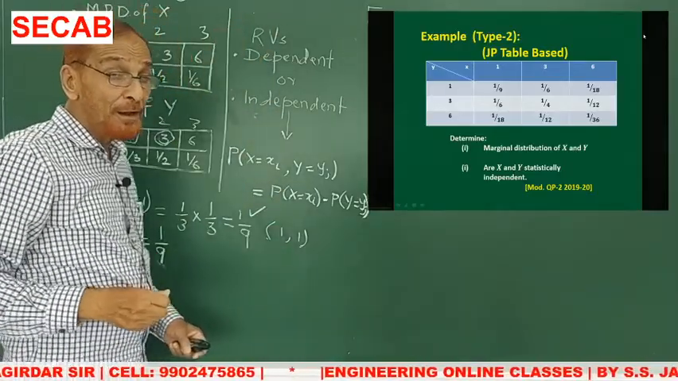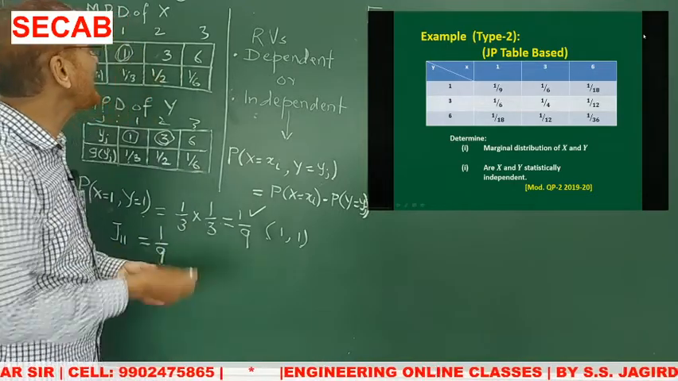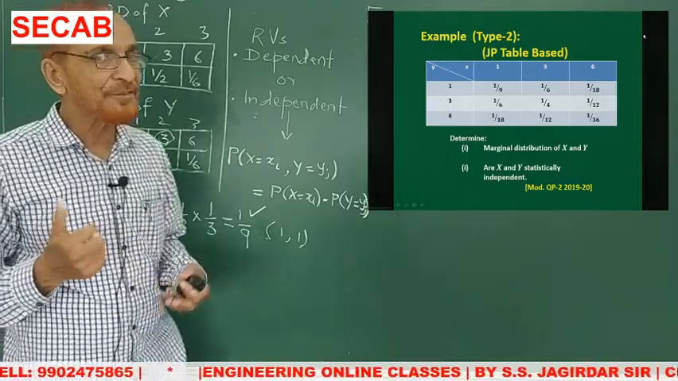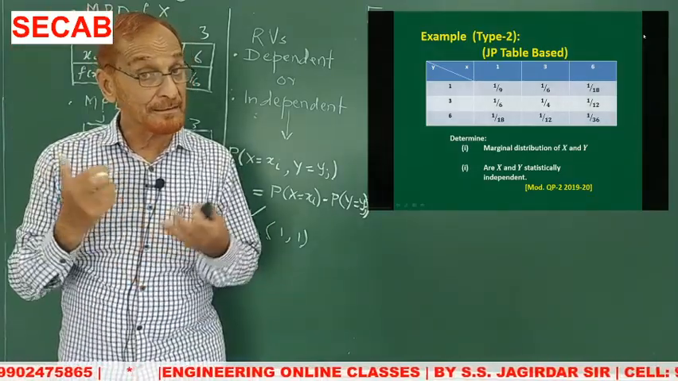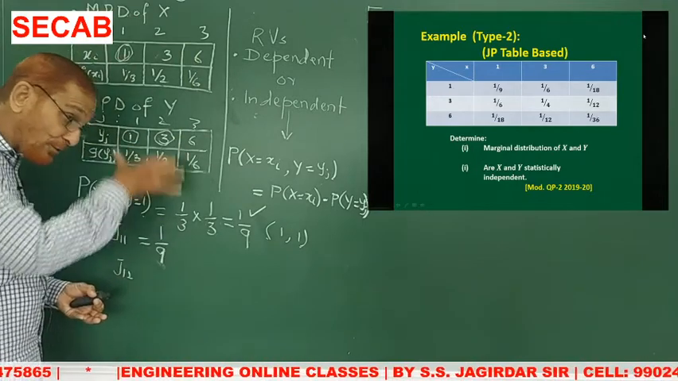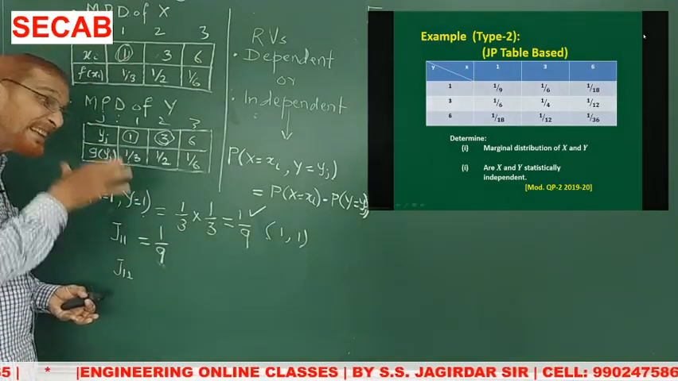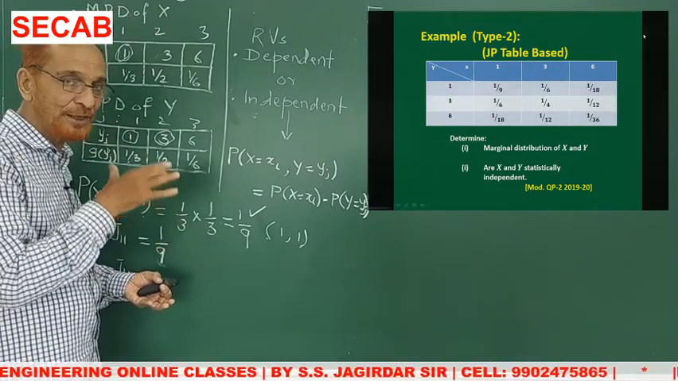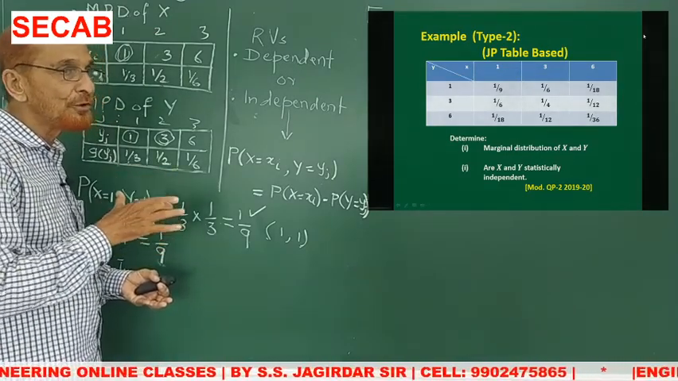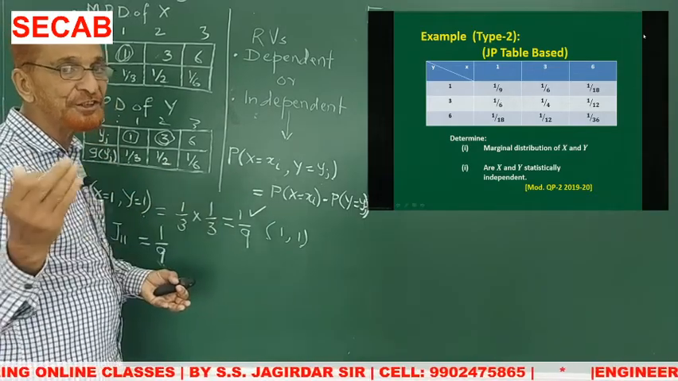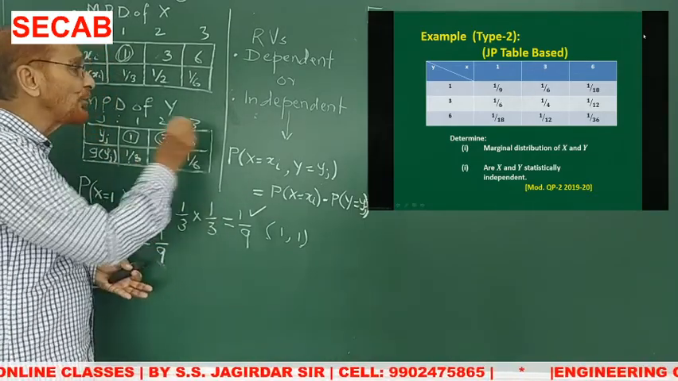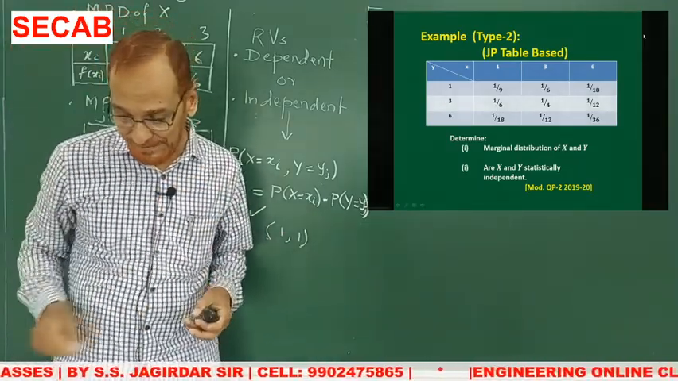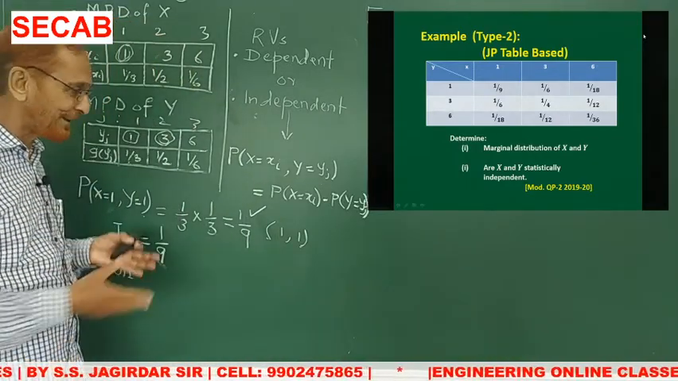So this way all the possible pairs, how many pairs, please tell me? When there are 3 values for x and 3 values for y, how many x comma y pairs will you get? 9. So 9 calculations you have to do here, and if each calculation approves the corresponding values listed in the table, then these two random variables are said to be independent.